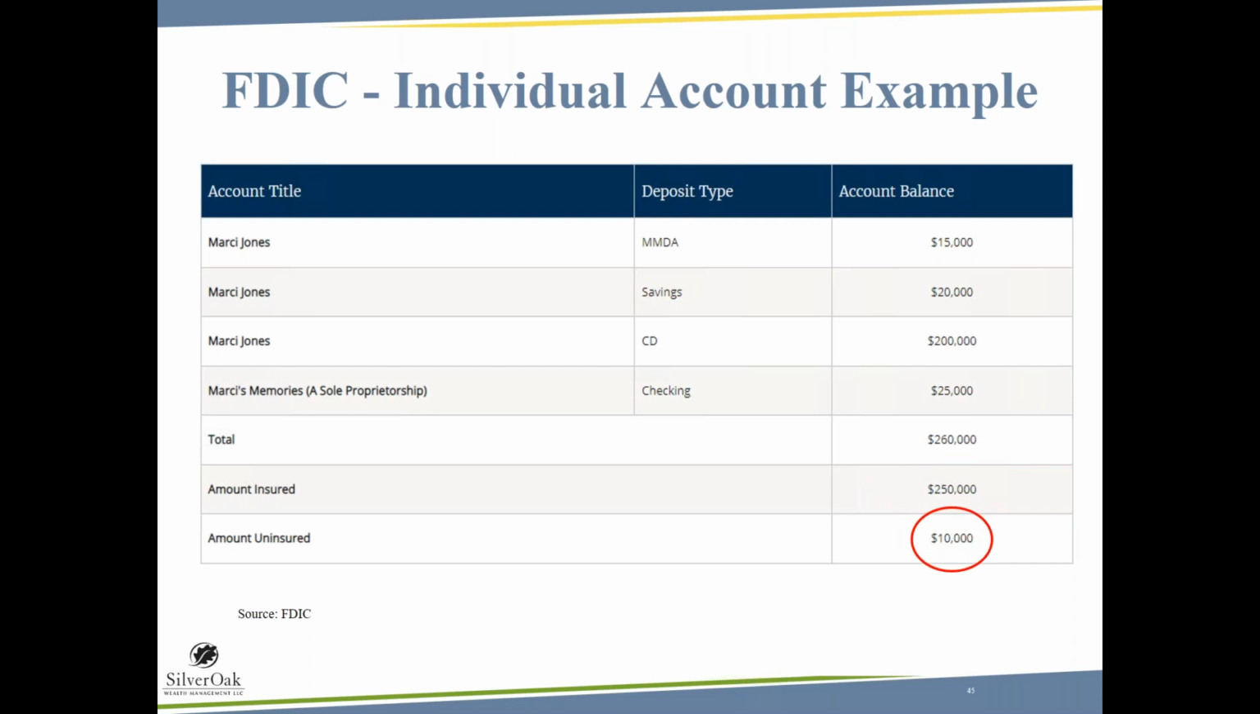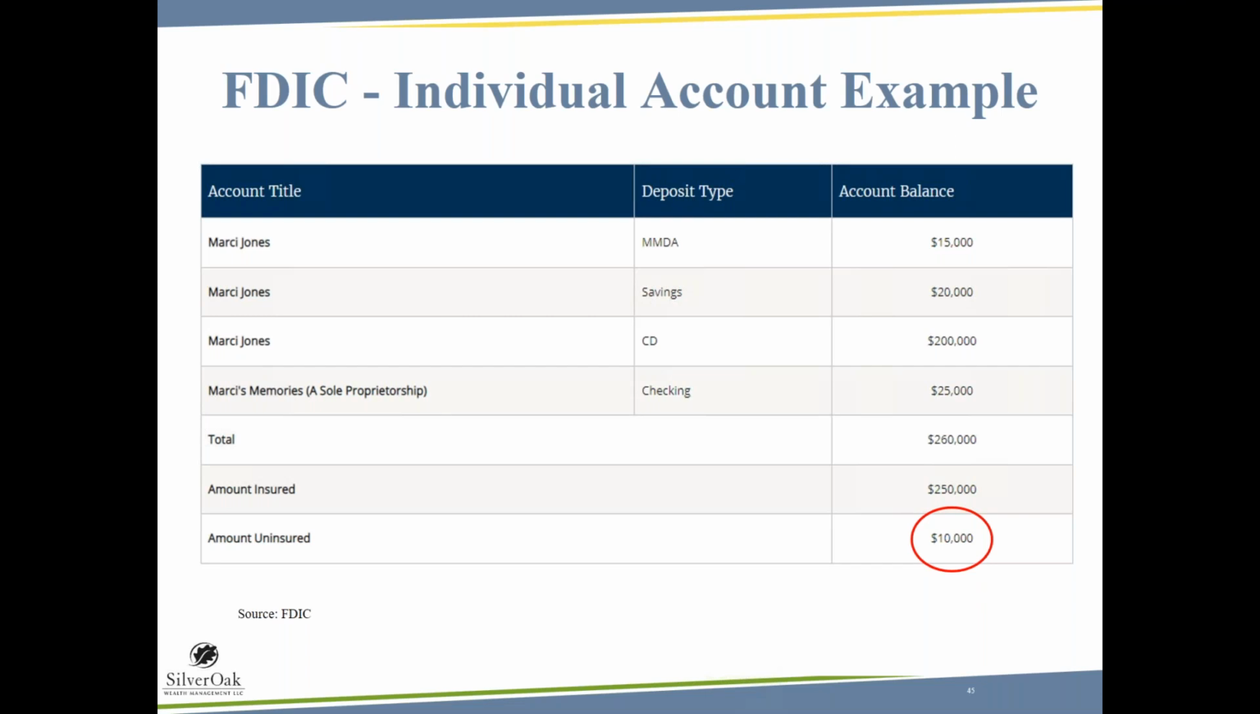Well, one of the things she could do is she could add a person and have a joint account. She could open another bank account at another FDIC insured bank. She could open a trust account and then add beneficiaries. Or the other one is just simply add beneficiaries to this account.